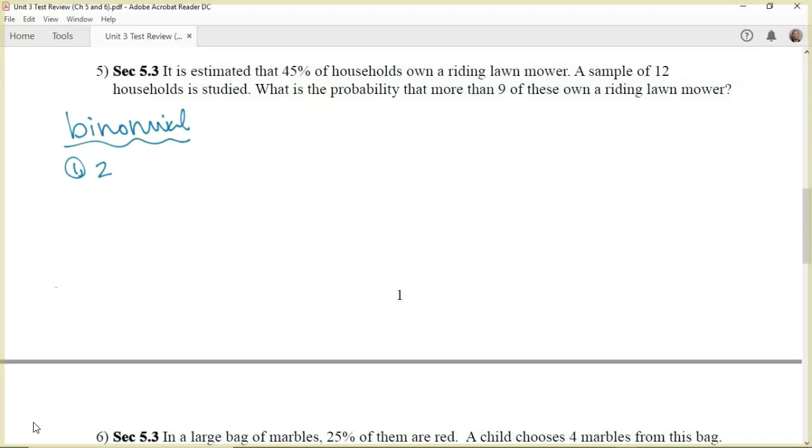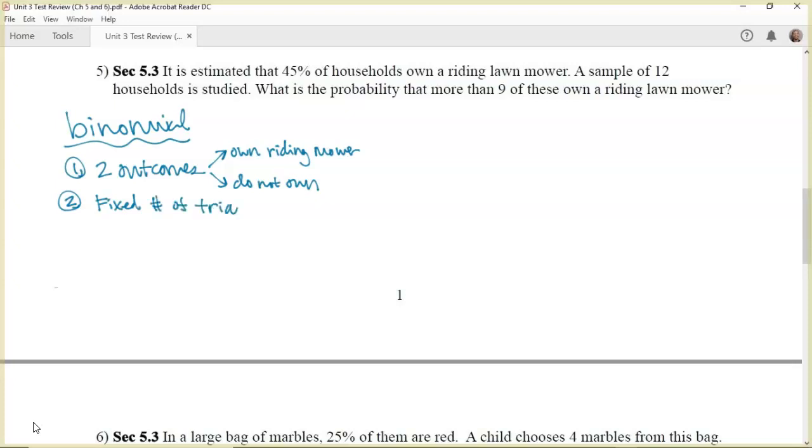The first thing was, are there 2 outcomes? In this case, there are 2 outcomes. You either own a riding lawnmower or you don't. So that would be your success and failure. The second is, is there a fixed number of trials? In this case, it's the number of households that has been selected. So there's only 12 households being selected, so that's a fixed number. You're not continually selecting households until you find your desired result. You're only choosing 12, and that's it.